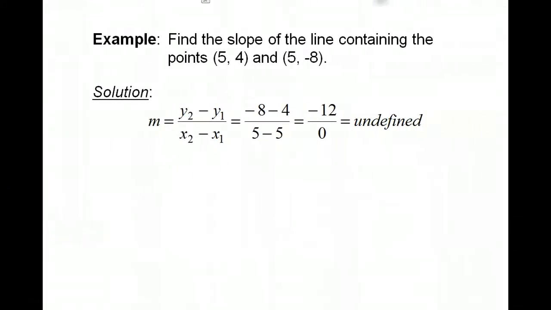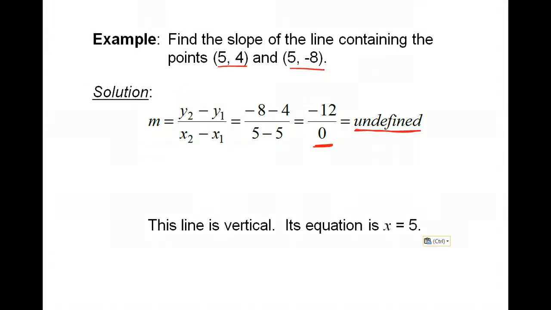Let's look at one last example. When the points are 5,4 and 5,-8, notice what happens on the bottom. We get a 0. And we know from just basic algebra that we can never have 0 in the denominator. If you do, you get what we say is an undefined quantity. So that means the slope here is undefined. So what kind of line is that? If I look at these 2 points and think of where they are in the graph, they are directly above each other. So this line is vertical, and its equation is x equals 5.